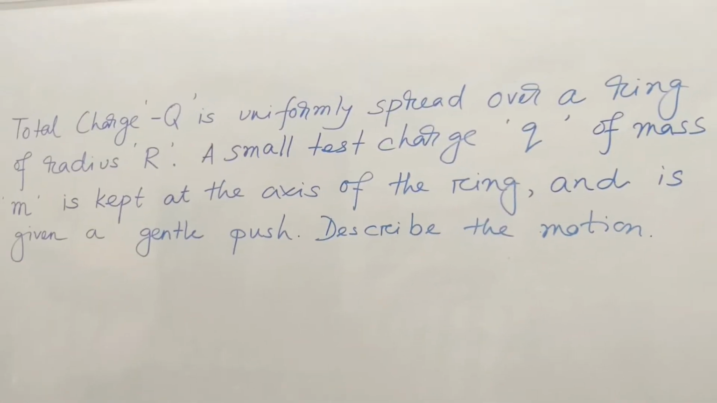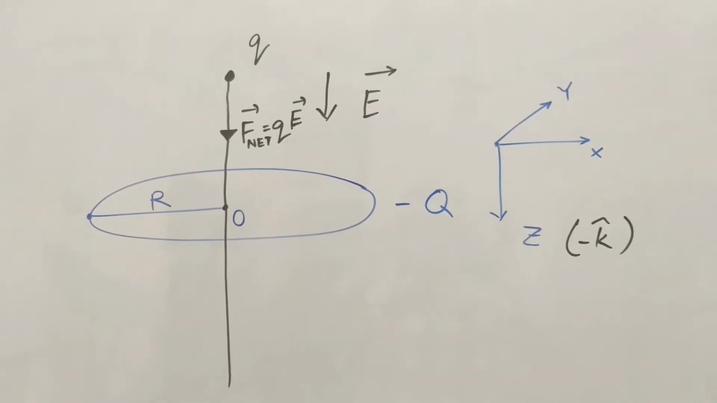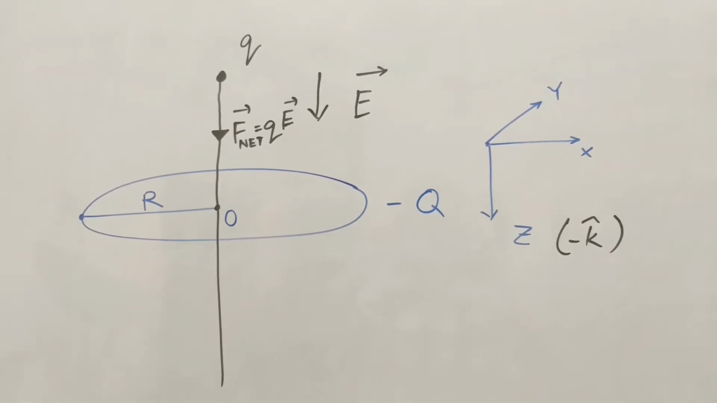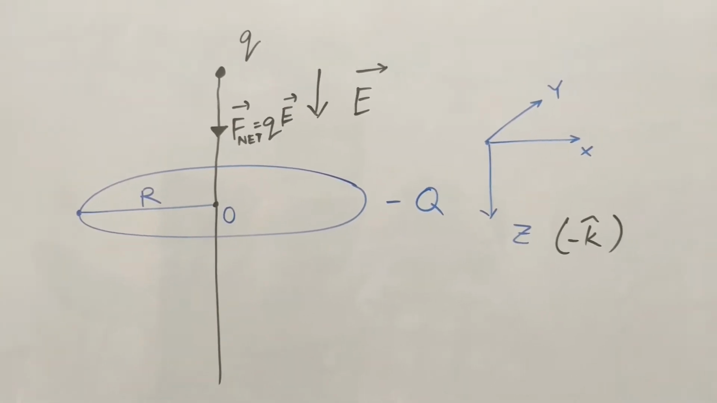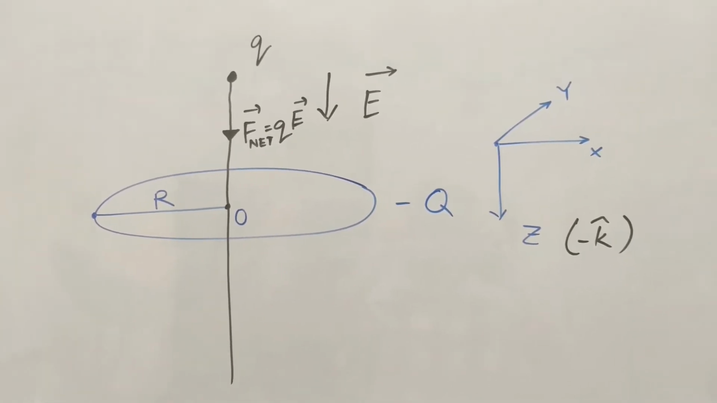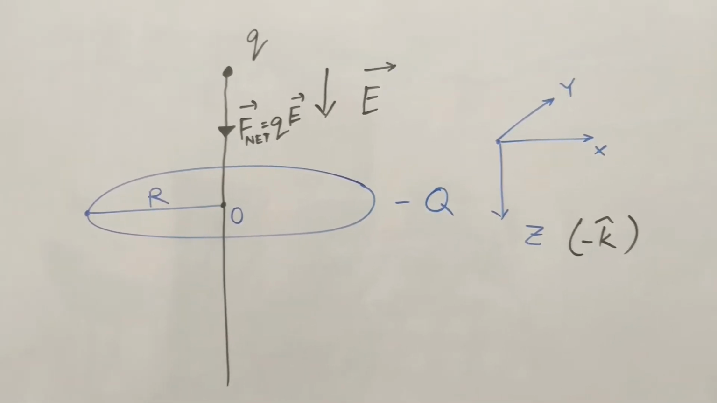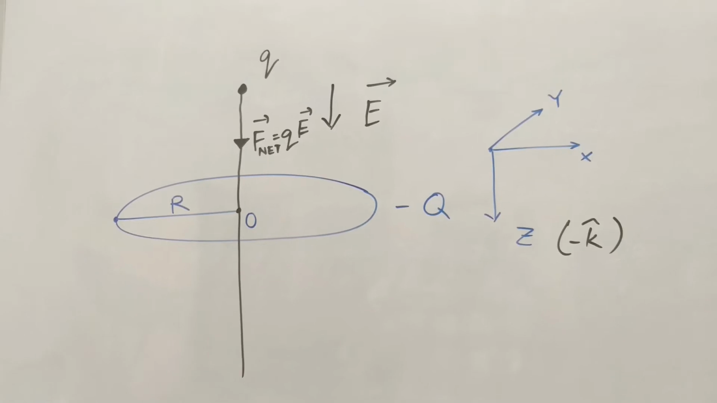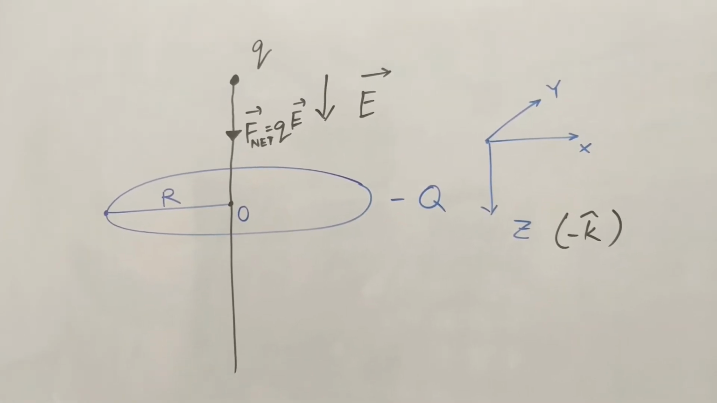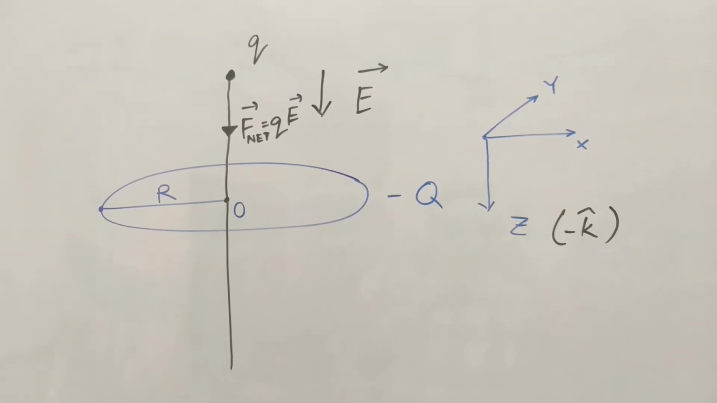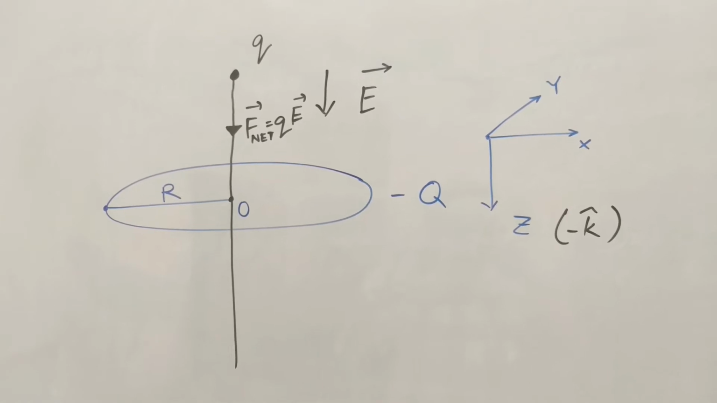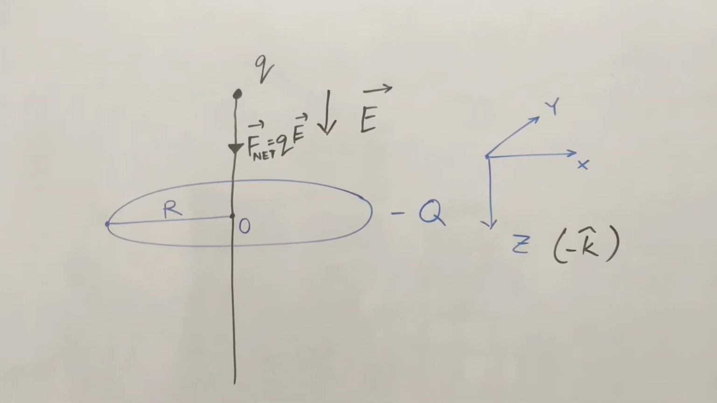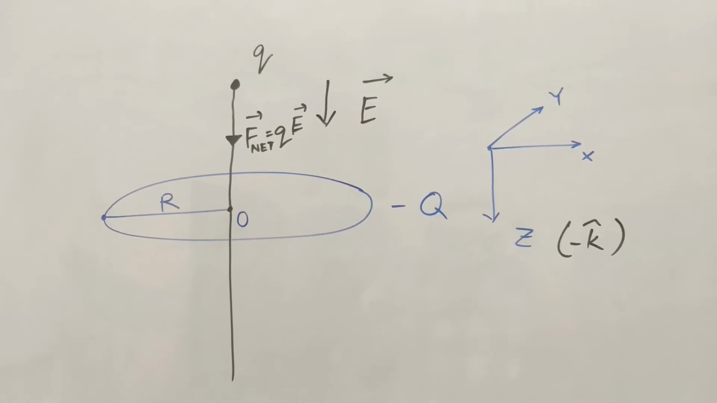This is the problem. Write the problem in your class book, I hope. So here is the arrangement. We have a ring lying on the xy plane as shown in the axis system on the right side. You can see, I hope. So we have minus Q charge distributed over the ring, and we have a small q charge located on the axis of it, and we have also drawn the direction of electric field, which is downward because of the negative charge minus Q, and also the direction of force, which is along the minus z axis or minus k cap. So this is the thing. Now we are going to solve this problem. Draw this diagram in your class book.